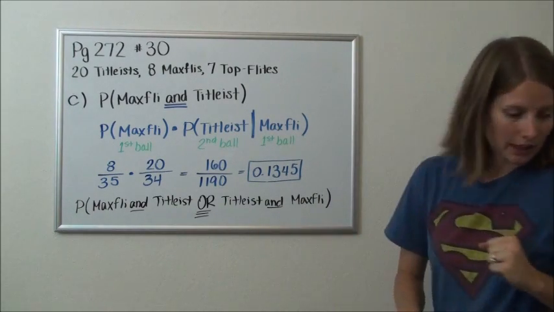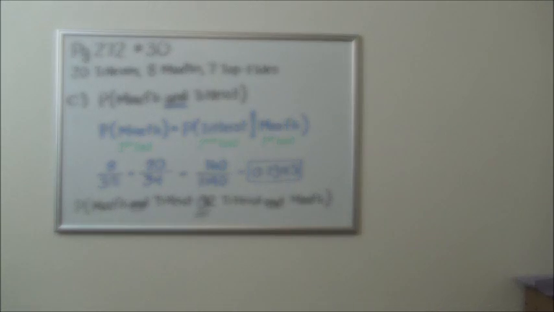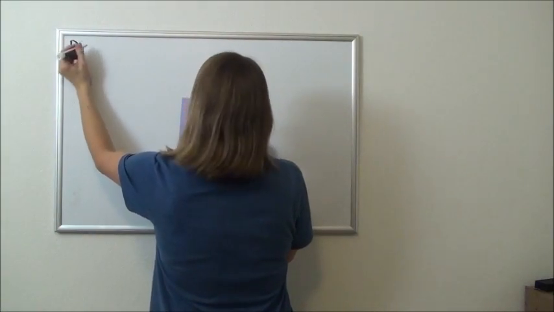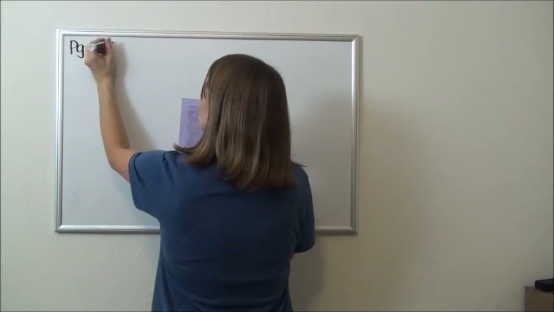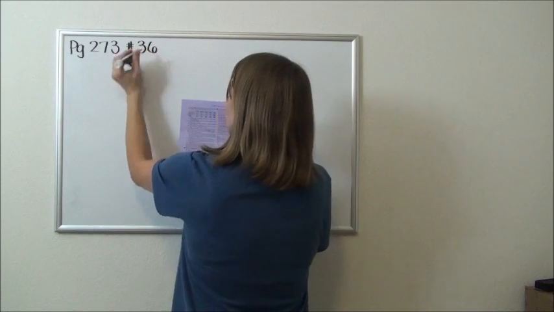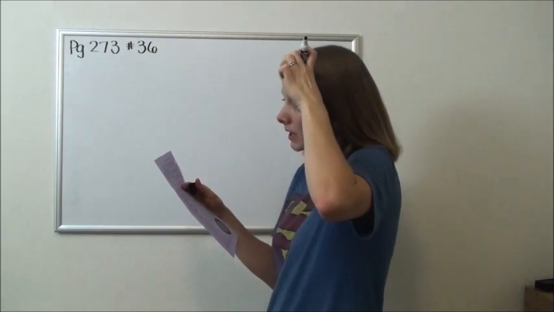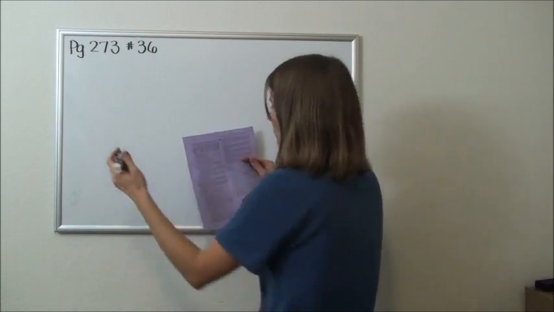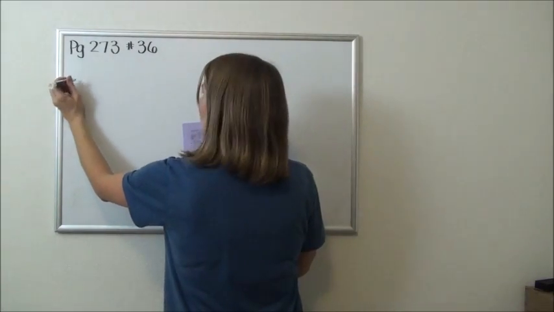All right, so we're going to look at another example. This one's going to be from page 273, number 36, and this one looks like we got a random sample of registered voters, and there's a table here.